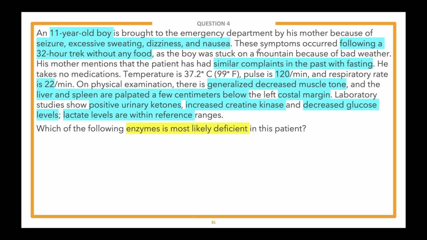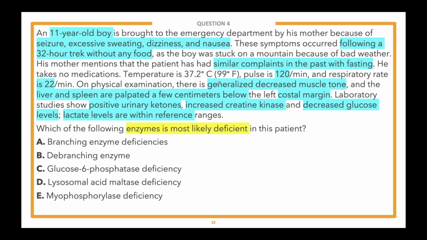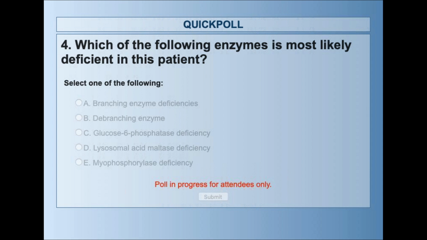So let's go ahead and take a look at those answer choices. And once again, we will start at the bottom and work our way up. Answer choice E, myophosphorylase deficiency. D, lysosomal acid maltase deficiency. C, glucose 6 phosphatase deficiency. B, debranching enzyme. And A, branching enzyme deficiencies. So we're going to go ahead and open up that poll. Go ahead and select the answer that you think is most correct, and we'll talk about it in just a few seconds.